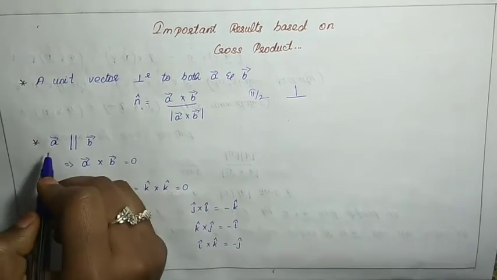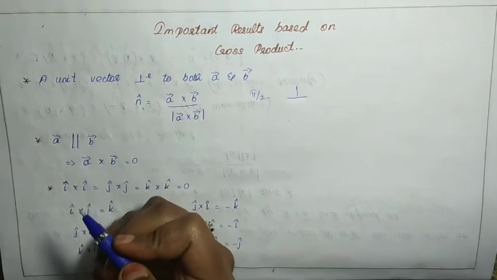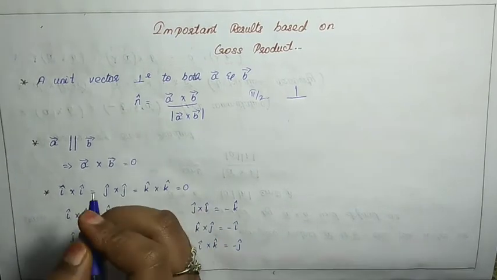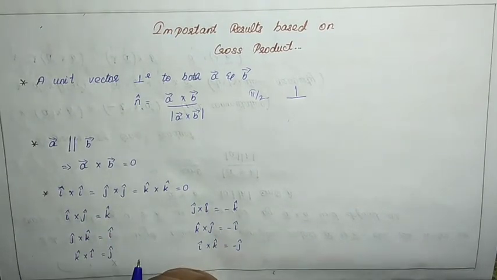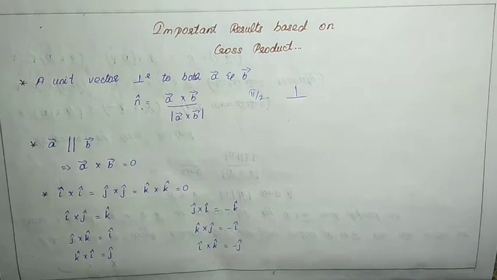Okay, and if a vector is parallel to b vector, then we say that a vector cross b vector is 0. So in dot product, a vector dot b vector is 0 if they are perpendicular. In cross product, a vector cross b vector is 0 when they are parallel. Okay, I hope this is fine.